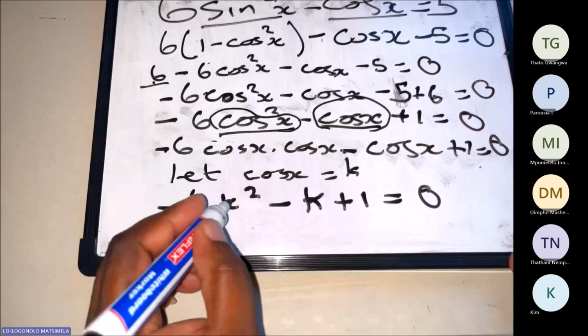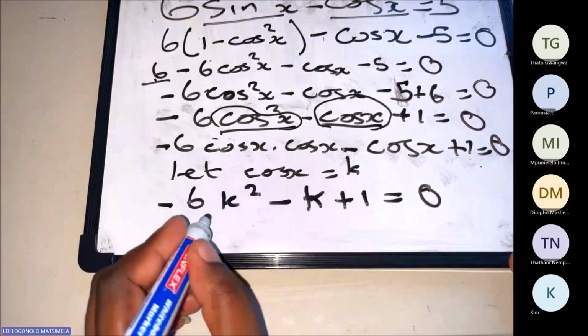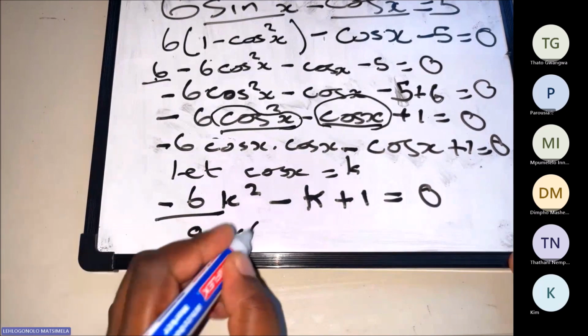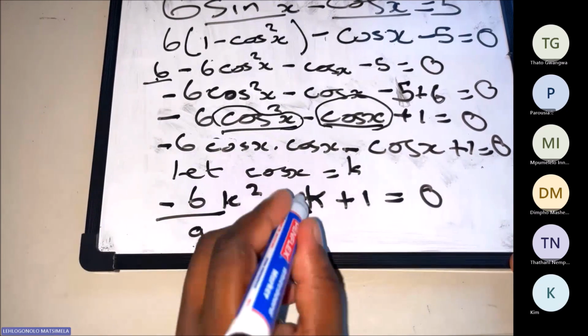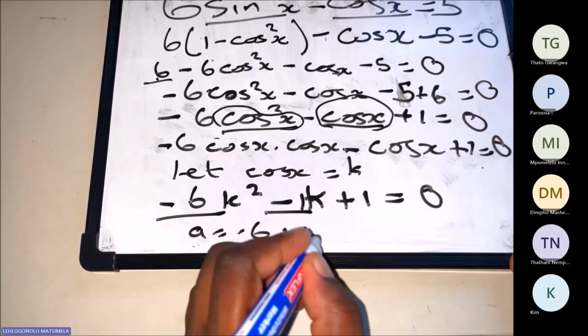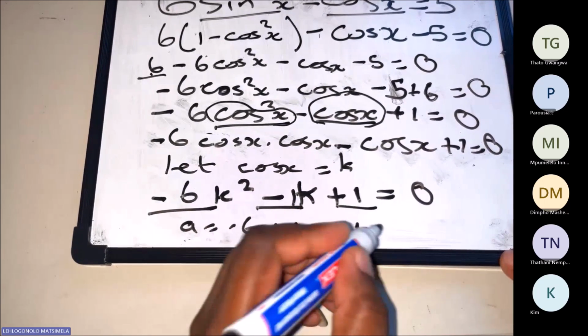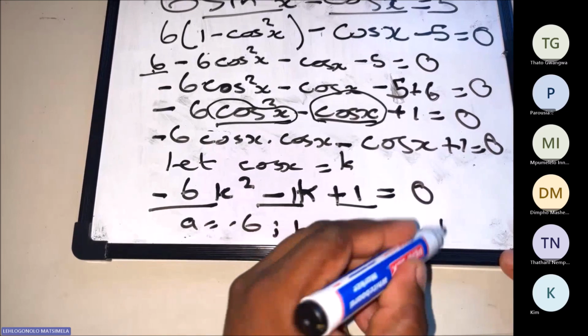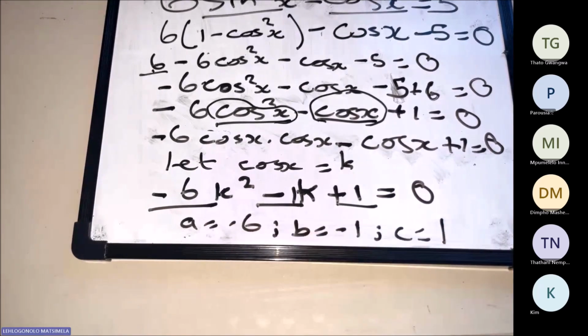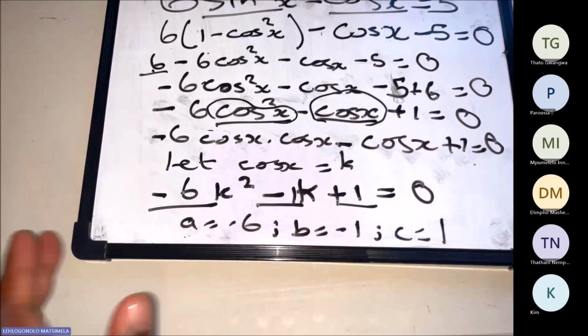In this manner, we know very well that the value of A has to be here, which is minus 6. The value of B has to be here; if there's nothing, it means there is 1. Then the value of C is the last number. So C is equal to 1. And this is how quickly we do it.